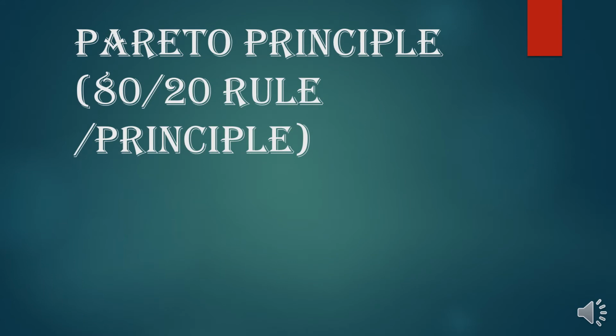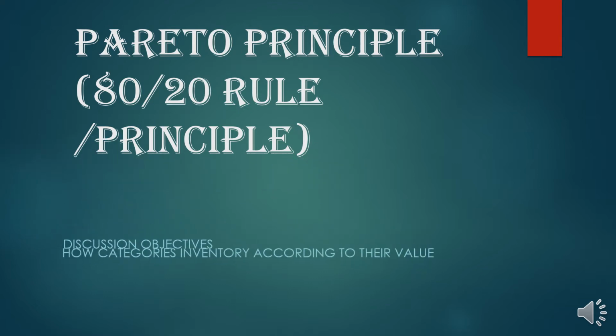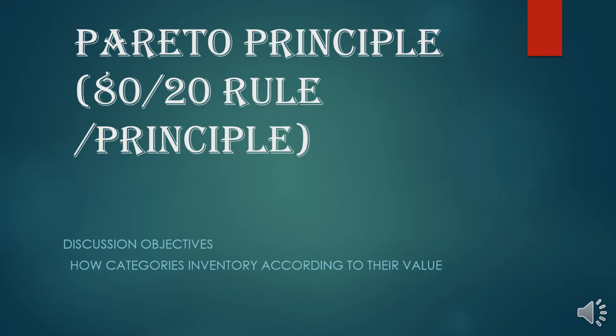We're going to look at the Pareto principle today. It's also known as the 80-20 rule principle. Now, this principle will also help us to see how we can categorize inventory according to their value in an organization.